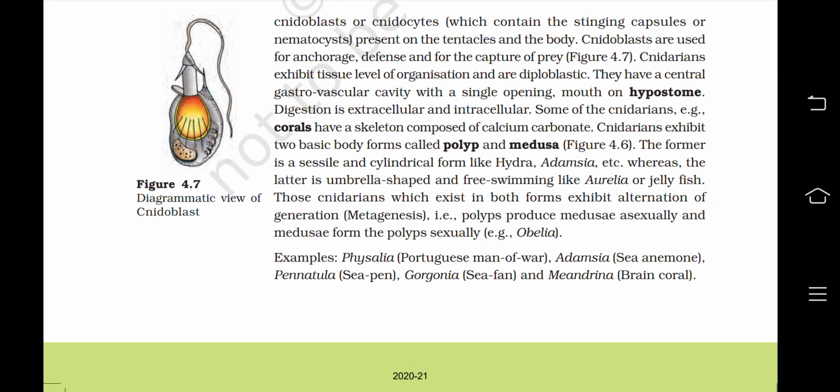Those cnidarians which exhibit both forms exhibit alternation of generation or metagenesis. That is, polyps produce medusa asexually and medusa form the polyps sexually. Example, Obelia. Other examples are Physalia, Portuguese man of war, Adamsia, sea anemone, Pennatula, sea pen, Gorgonia, sea fan, Meandrina, brain coral.